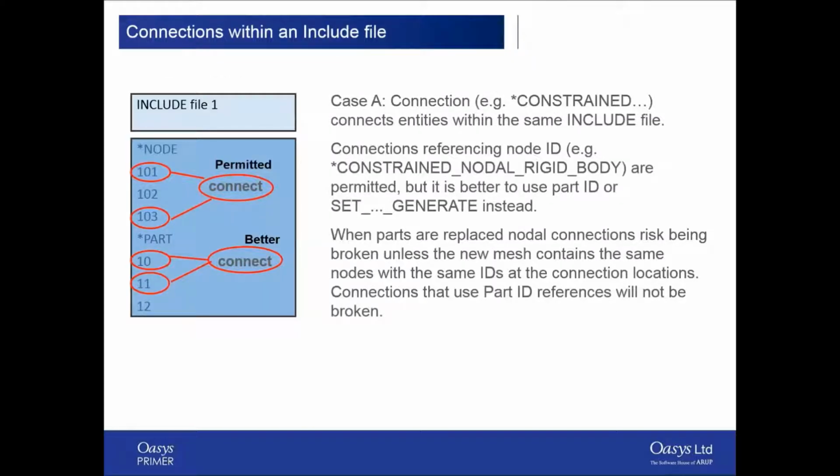Or part set. So here we've got an example where we have an include file. We've got connections that live within that include file. As long as the connection lives within an include file, then you can pretty much connect it in any way you want. So having nodal rigid bodies is fine. You can use part-based connections, so things like constrained rigid bodies or extra nodes, that's fine.